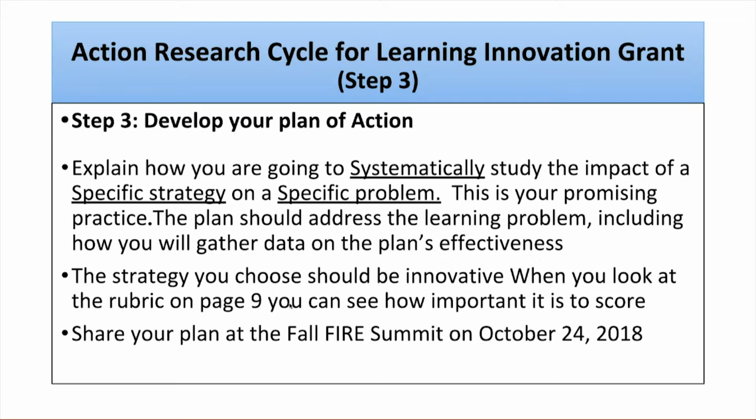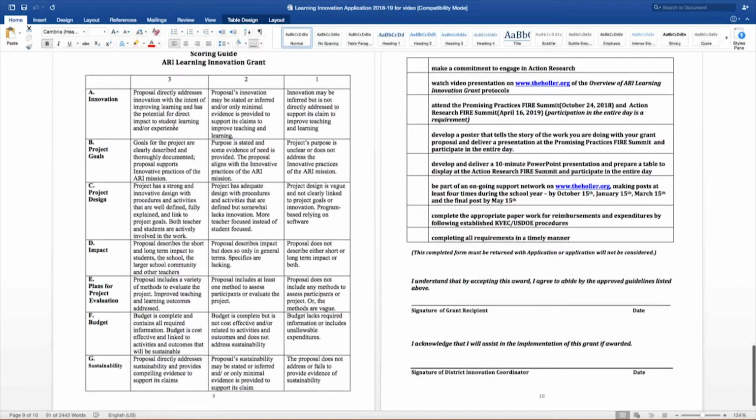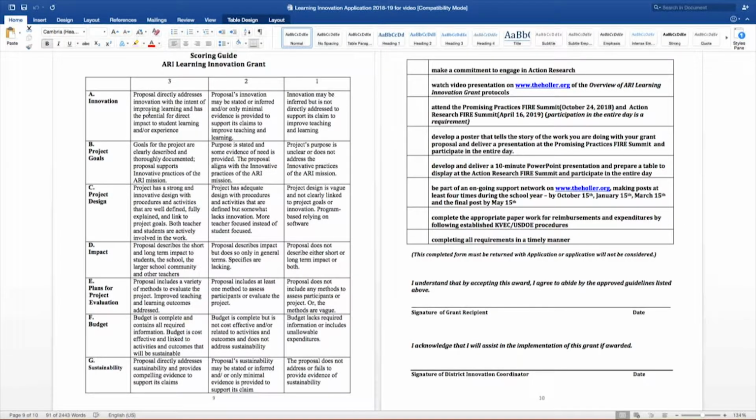When you look at the rubric on page 9, you can see how important it is to score. So the rubric is in the application on page 9. Let's look there at the rubric. What you need to do, and I have this in the PowerPoint somewhere, is look at this. It's asking for innovation, project goals, project design, the impact, plans for project evaluation, the budget, and sustainability. So they're going to be looking at all this.